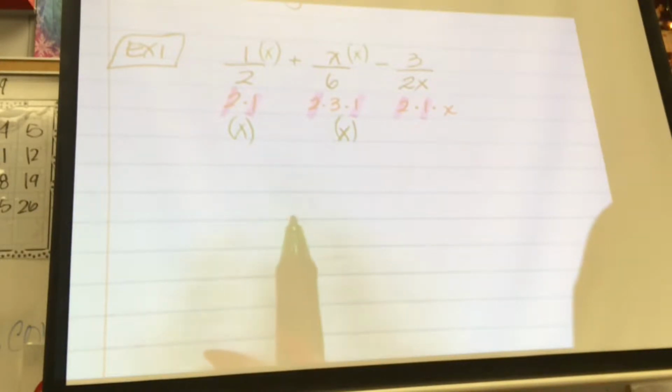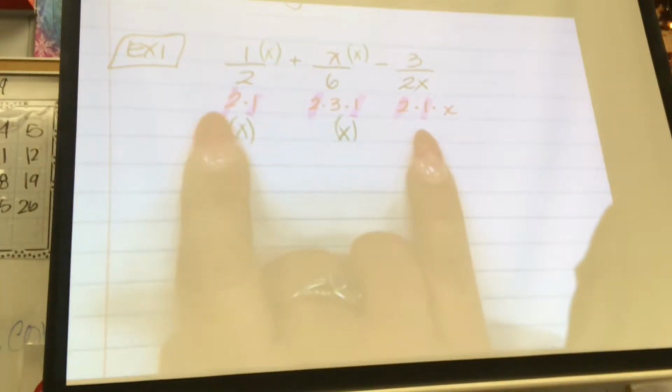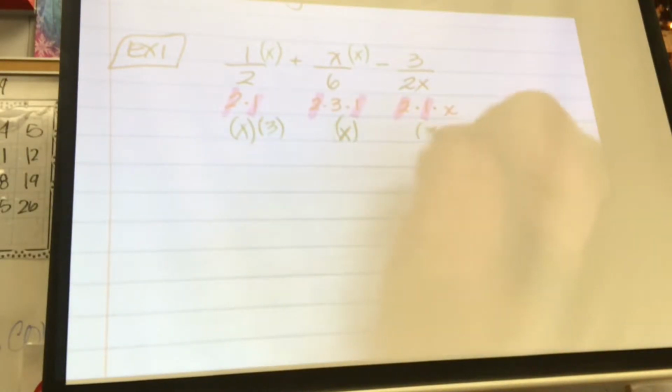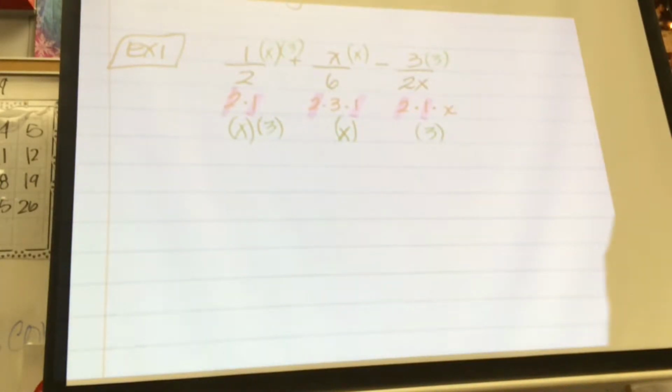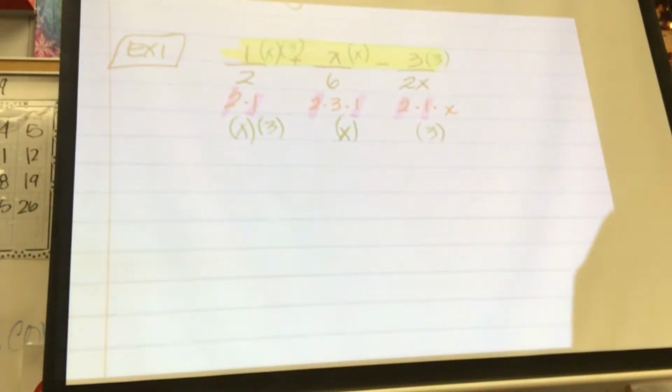Am I done? No. What does this guy have? 3. Do these guys have a 3? No, so you need to give it to him. So give this guy a 3, give this guy a 3, but don't forget to put it in the numerator and the denominator. Now you get to drop the denominators because you know the denominators are the same. So all you're really going to focus on, ladies and gentlemen, is the numerator. Highlight that for me, please.